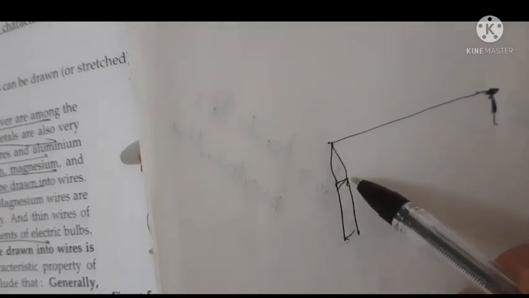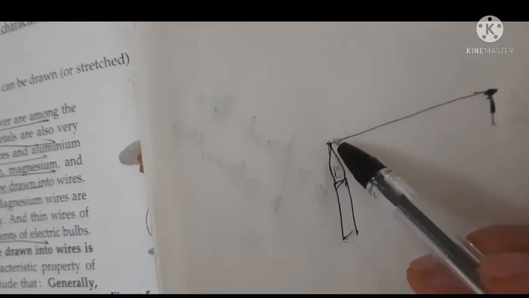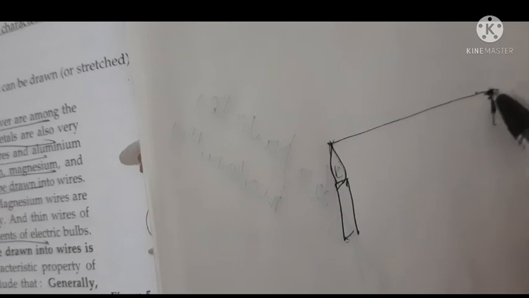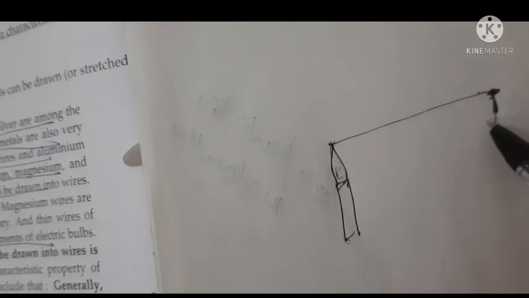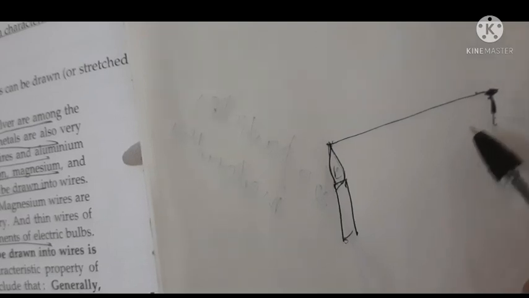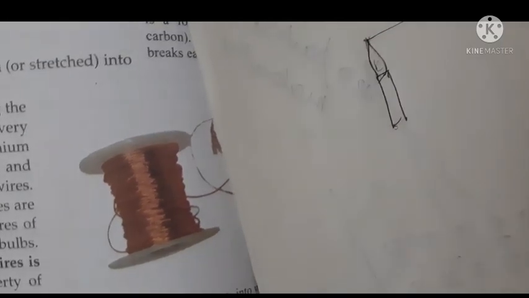So what does it mean? This end gets heated up and the heat is transferred from this end to the other end, which melts the wax, and the pin falls down. Conductivity does not mean that the metal is producing heat or electricity. It means that it transfers the heat or electricity from one end to the other. That is what conductivity means.